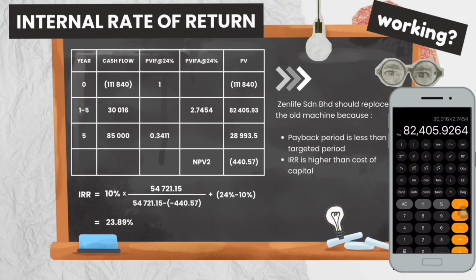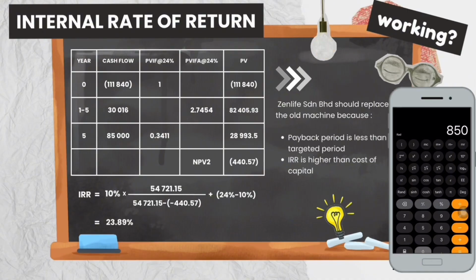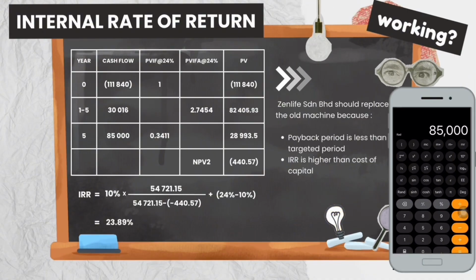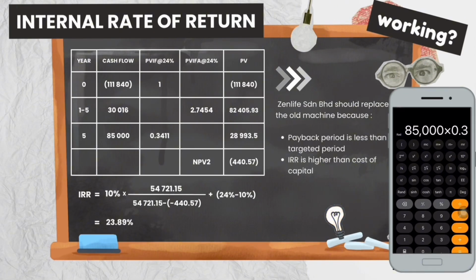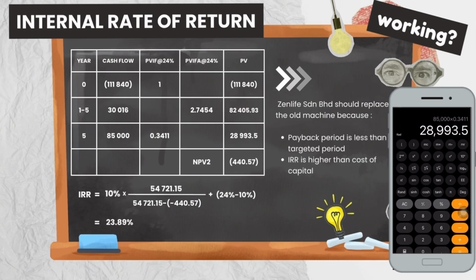The cash inflow at year 5, which is 85,000 ringgit, is discounted using the present value factor at 24%, which is 0.3411, giving 28,993 ringgit and 50 cents.